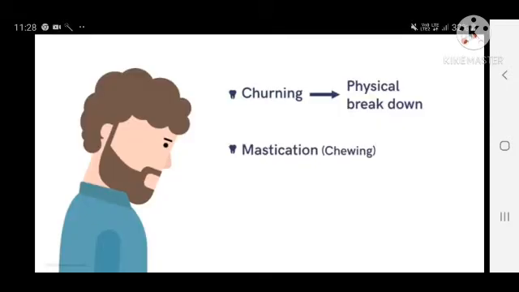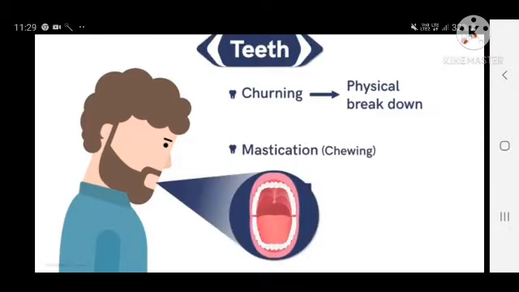When we talk about teeth, teeth help in churning, that is breaking the food, and chewing, a term we call mastication of the food. So two terms you have to keep in mind: churning is used for breaking down the food particles, and chewing of food is called mastication. Here in the diagram you can see that this mastication and churning of food is done in the oral cavity.